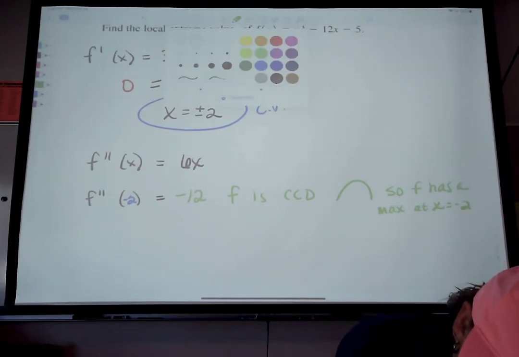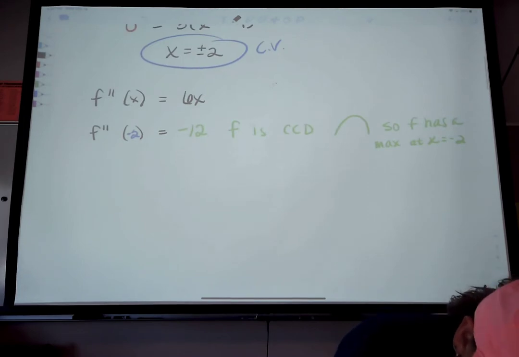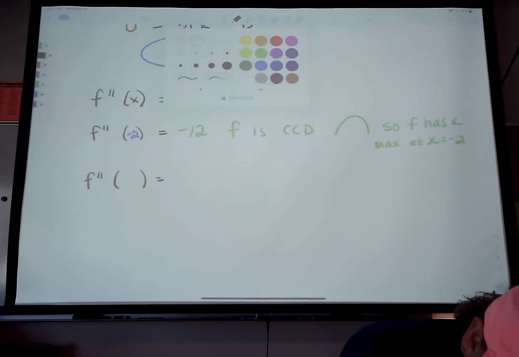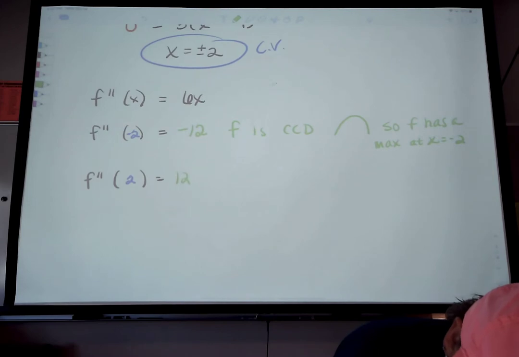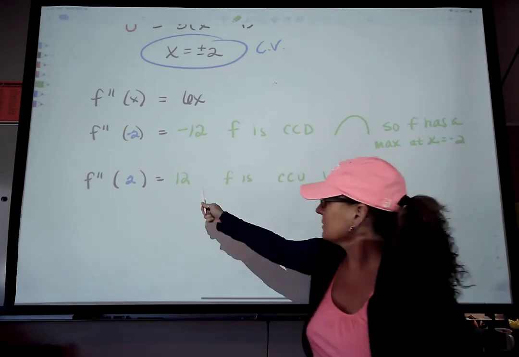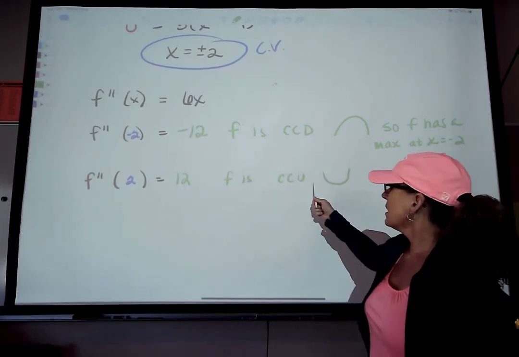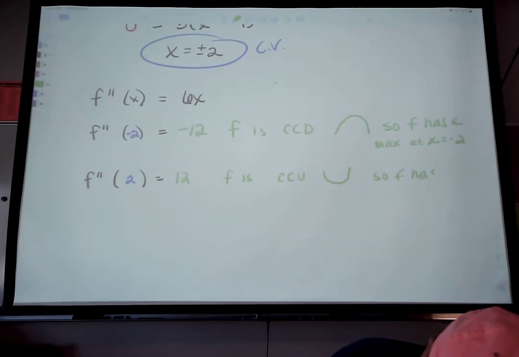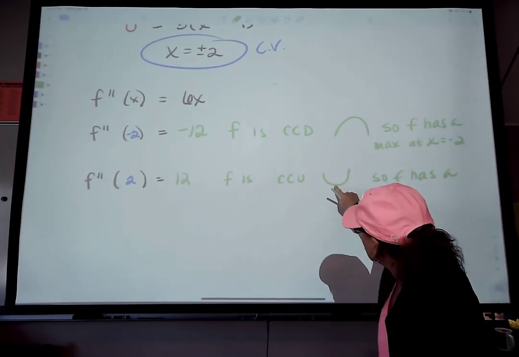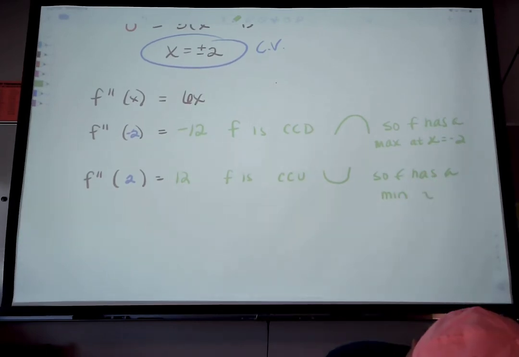Okay? And I think I know what's going to happen on the next one, but go ahead and show it anyway. Plug in your next critical value, and that would be +2. And you get +12. So f is concave up. Since my second derivative is positive, f is concave up at 2. So f has a minimum, right? Minimum at x equals 2.